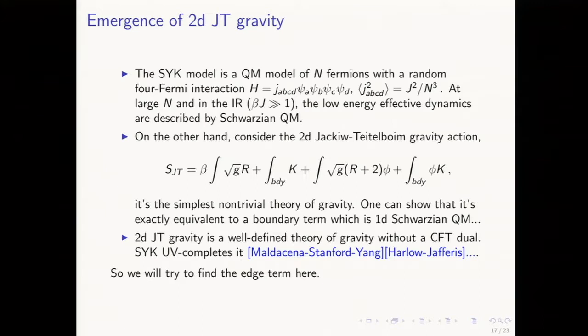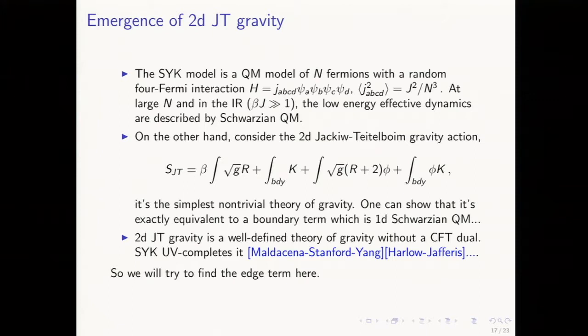So SYK is a quantum mechanics theory of N Majorana fermions with a random four-Fermi interaction. And the relevant point for our purposes is that there's a certain limit where the IR dynamics are described by a different quantum mechanics theory, which is this 1D Schwarzian quantum mechanics. So that's one fact. Another fact is that suppose we just want to look at the simplest possible theory of gravity. The simplest non-trivial theory of gravity is this 2D JT gravity, whose action I wrote here.